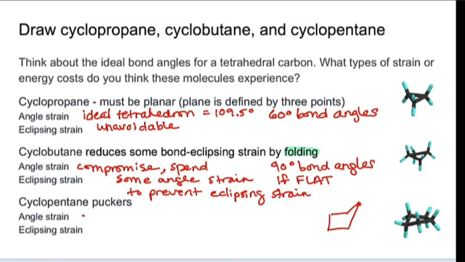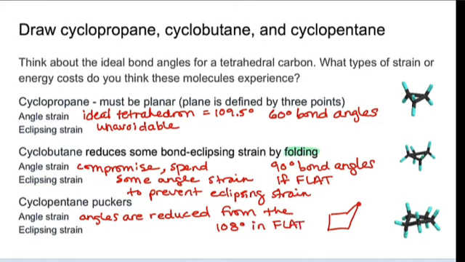And again, we're going to spend some angle strain. Angles are reduced from what would be a pretty ideal situation. It would be about 108 degrees in the flat structure. So we're going to make those angles a bit smaller and spend a little bit of energy there in order to prevent, again, the very costly eclipsing strain, because in a flat structure, all of the carbons and hydrogens are eclipsing one another.